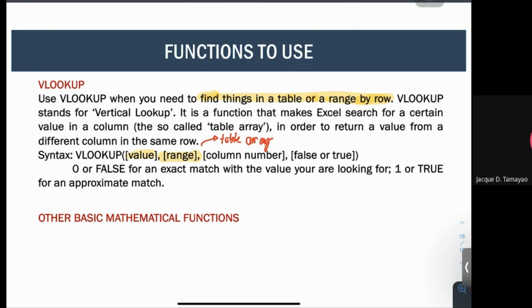Column number, this is the column wherein you will get a return from that particular value. False or true: 0 if it is an exact match or false, 1 if it is an approximate match. Later, we will learn how to make use of the lookup when we go through our Excel automation, or how to automate all of these items through Excel. And of course, other basic mathematical functions: plus, minus, multiply, and divide.